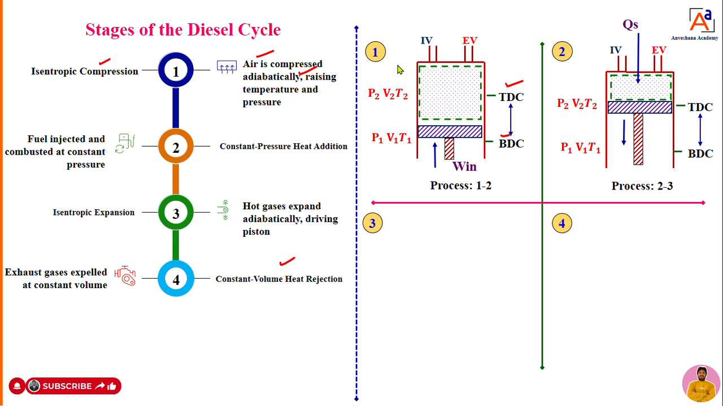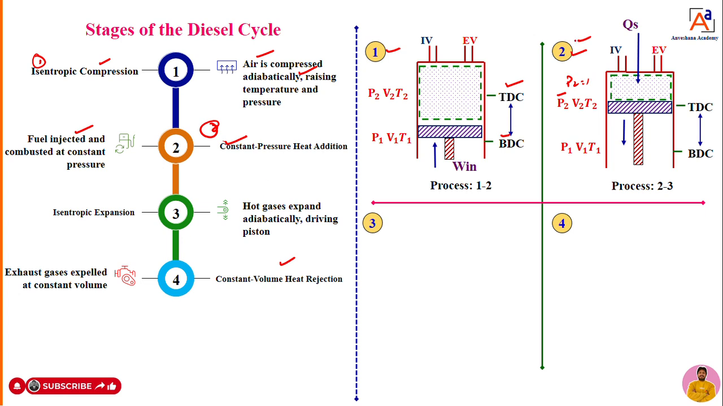The second process is heat addition. In the second process, at constant pressure, we are going to add the heat. How? We just inject a small quantity of diesel into the cylinder at constant pressure. That means P2 equals P3. That is constant heat addition at constant pressure. Therefore only we call it a constant pressure process.